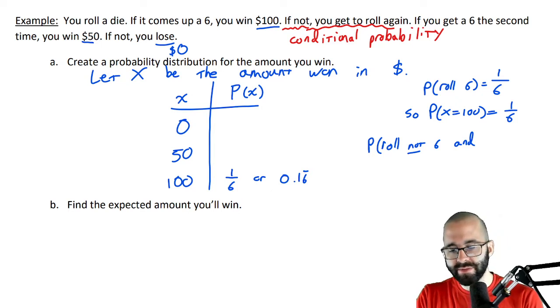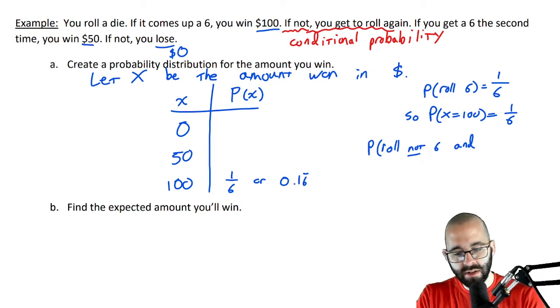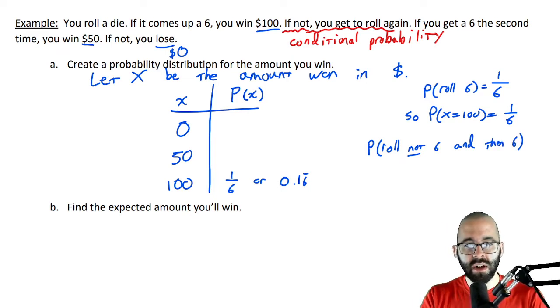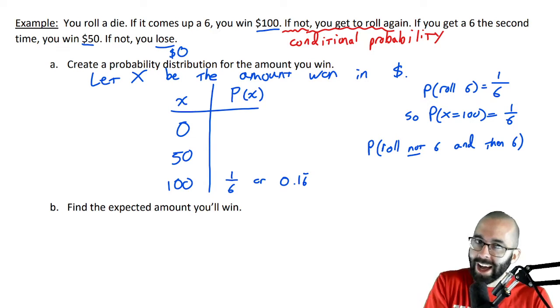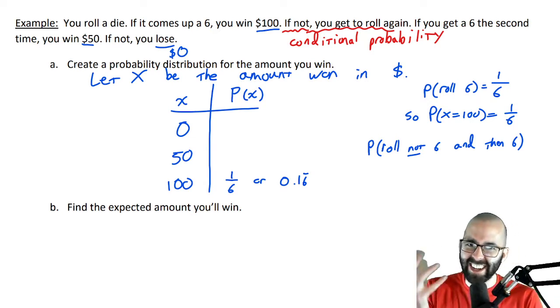So for $50, we have to roll not a 6, and then we roll a 6 afterwards. So 2 rolls of a die are independent, right? The die doesn't remember where it fell last time. We're shaking it around. We're not being that dishonest person that rolls the die and doesn't actually roll it, right?